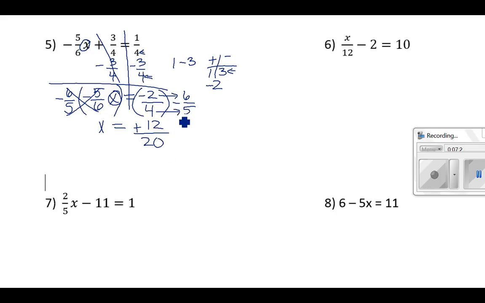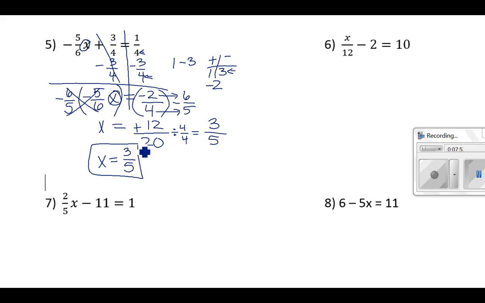There's the 4 times 5. And I can simplify. I need to find a number that goes into 12 and 20, and it's going to be 4. Twelve divided by 4 is 3. 20 divided by 4 is 5. So I know my final answer, x equals 3/5.